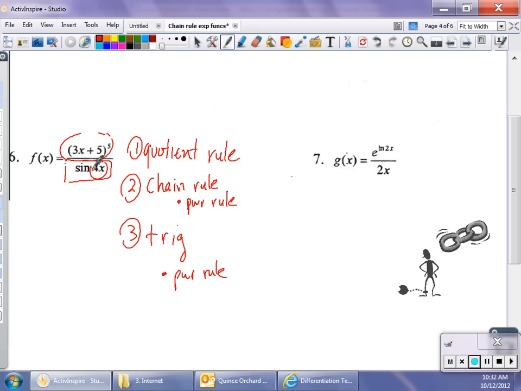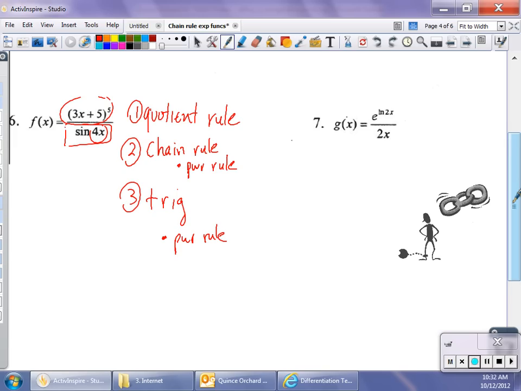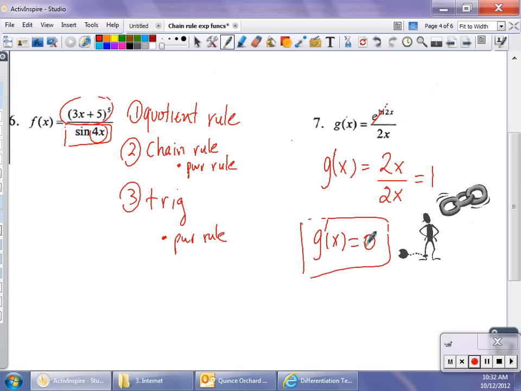So in this case, we have a series of various rules that we have to apply in the correct order to make it happen. And then finally, number 7 is a little bit of a tricky function. If you play your cards right, you won't have to do very much work. Many students would say, well, this needs the quotient rule, and then you have to do e to a power, and then power rule. But if you look before you leap, hopefully, you'll notice that e and ln are inverse functions, so they undo each other, leaving me with 2x in the numerator and a 2x in the denominator, which is equal to 1, and the derivative of 1 is 0. So always look for simple ways to do the problem.